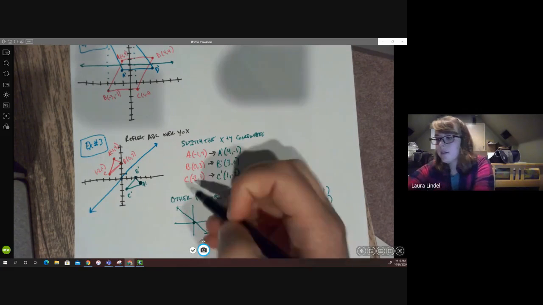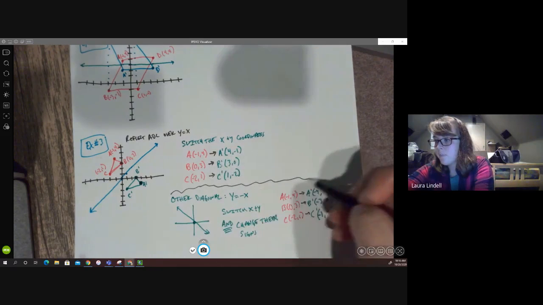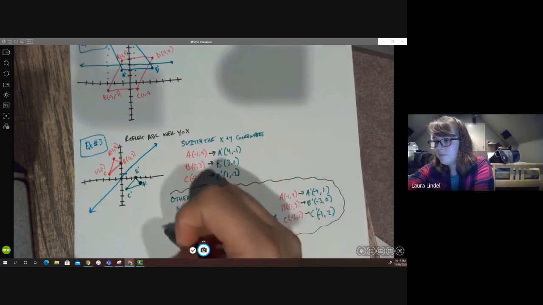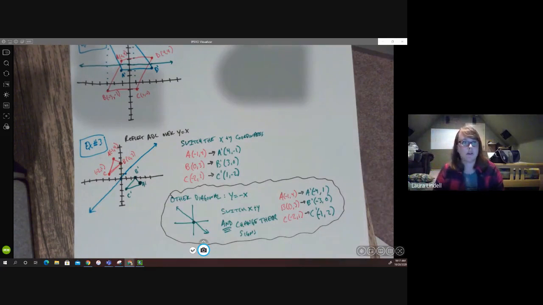So this is kind of a side note, if you were flipping it over y equals -x instead. And that's pretty much the only other diagonal line that we are going to ask you to reflect something over. So that's a different rule for that one.